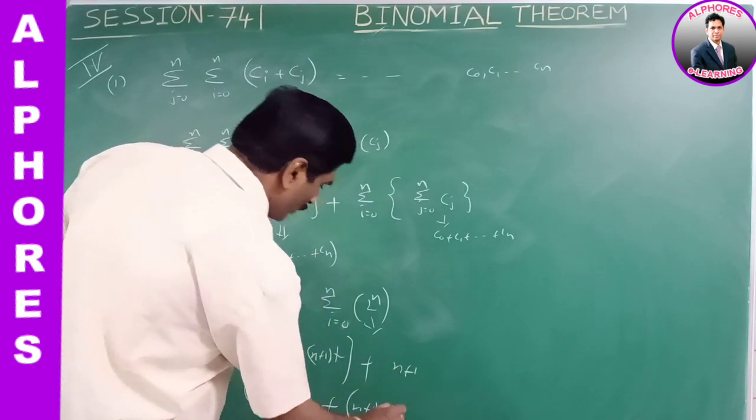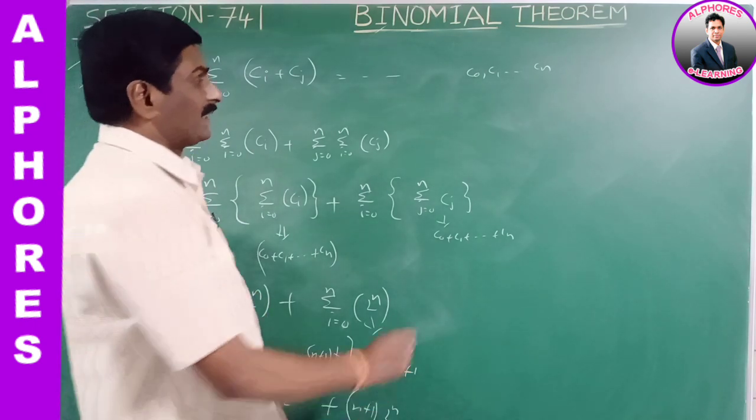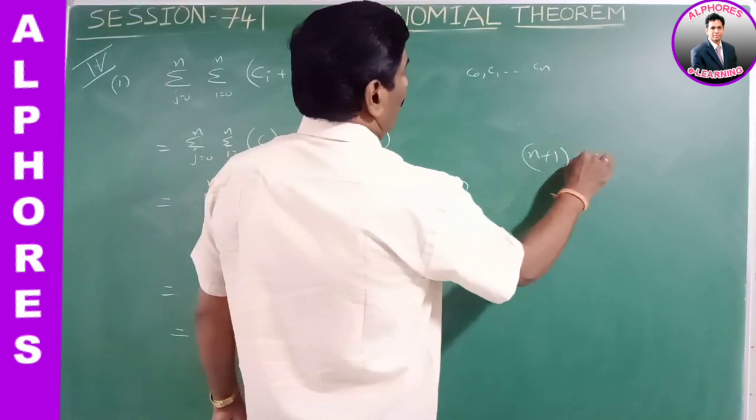(n+1) into 2^n. What is the final answer? 2 into (n+1) into 2^n. That means (n+1) into 2^(n+1).